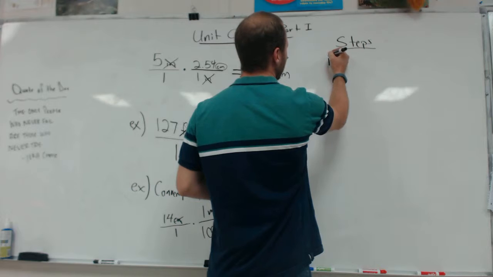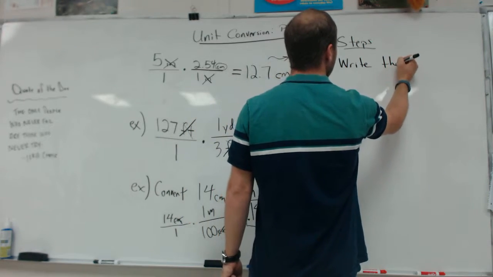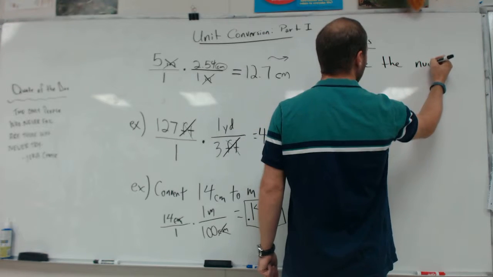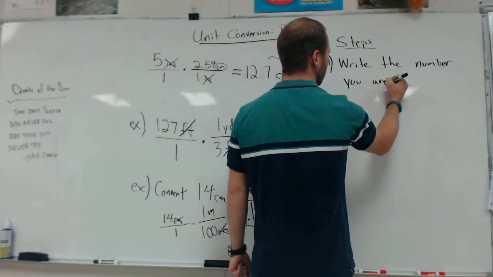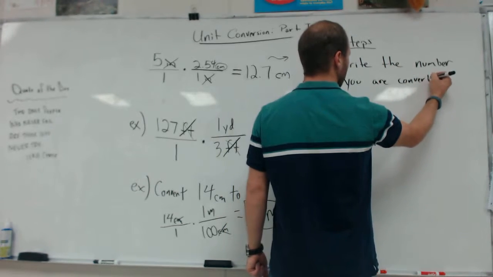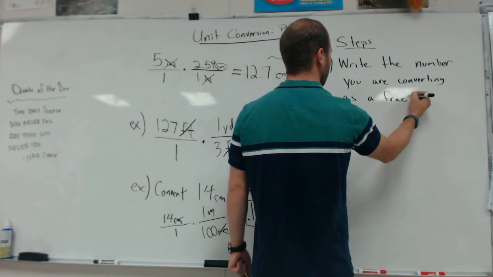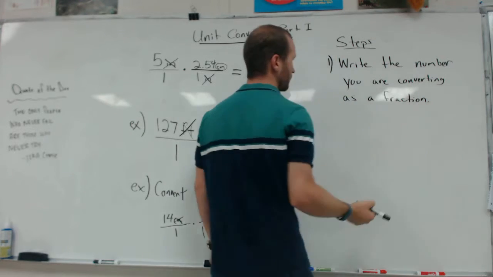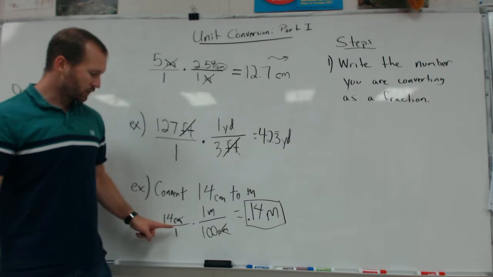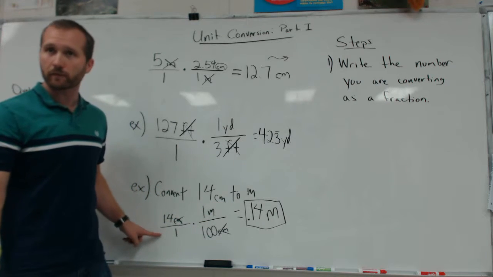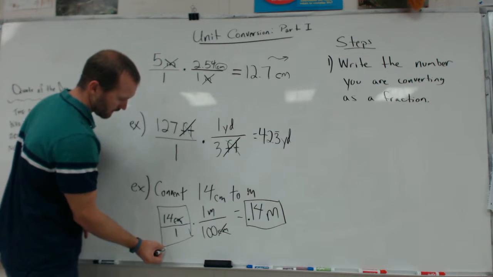So step 1 is write the number you are converting as a fraction. So here, convert 14 centimeters to meters. I wrote 14 centimeters over 1. That was step 1. Okay? Step 1.